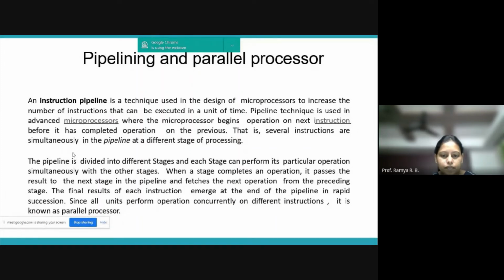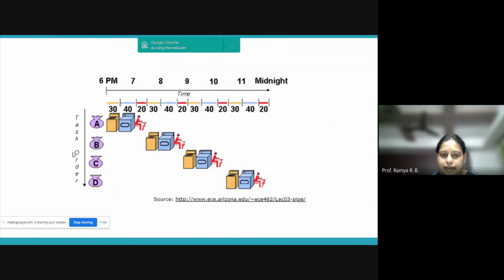किसी को पता है? Why is that done? Any idea? We'll come to this. I'll make it clear with an example, okay? What you see in front of you is a task, okay?